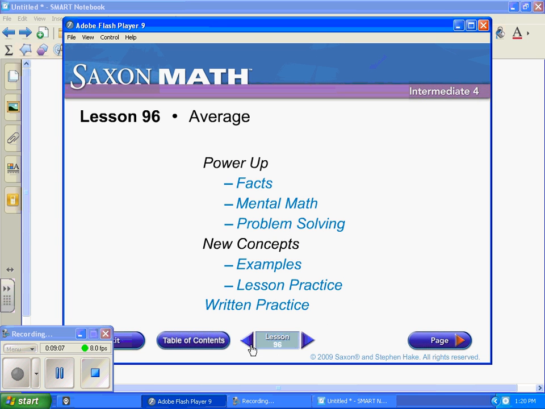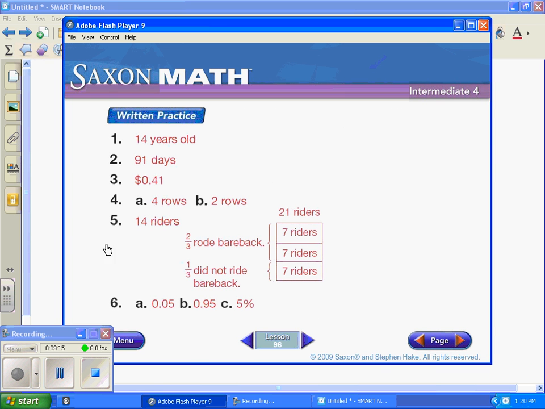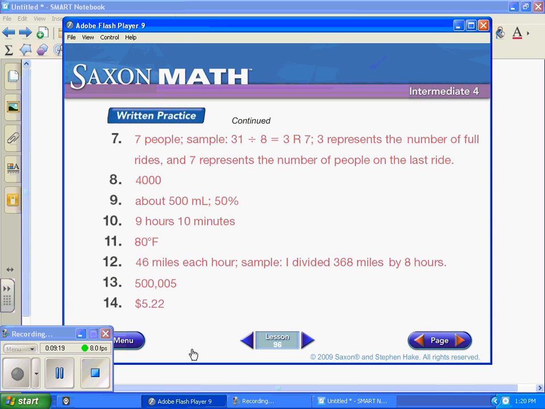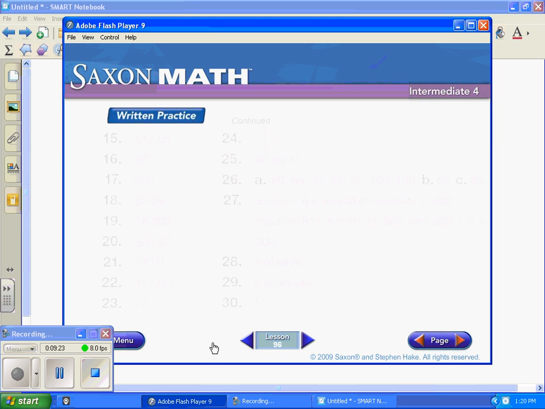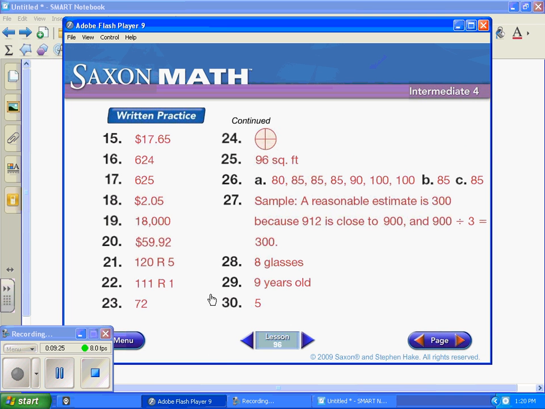So let's go back now to lesson 96. Yes, that's right, 96, written practice. Hit pause as you check 1 through 6. Hit pause as you check 7 through 14. And hit pause as you check 15 through 30.